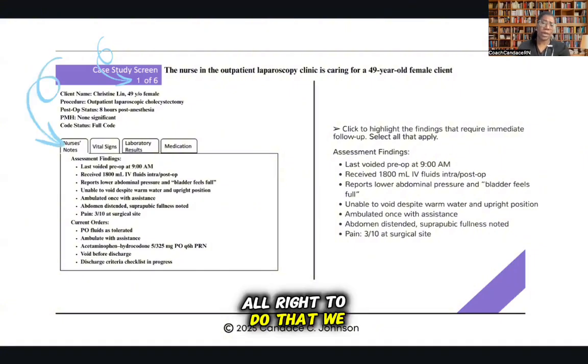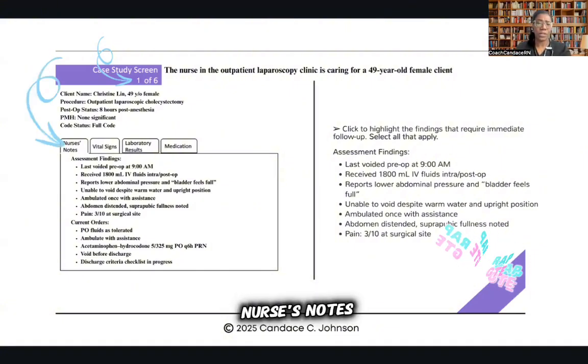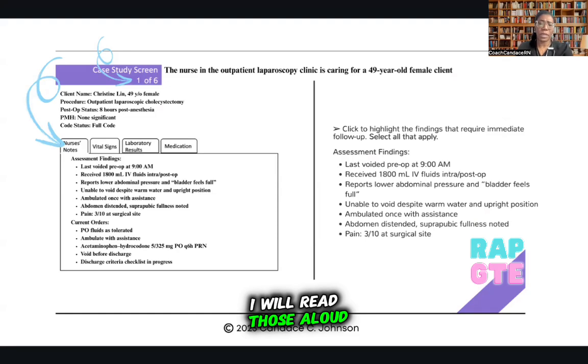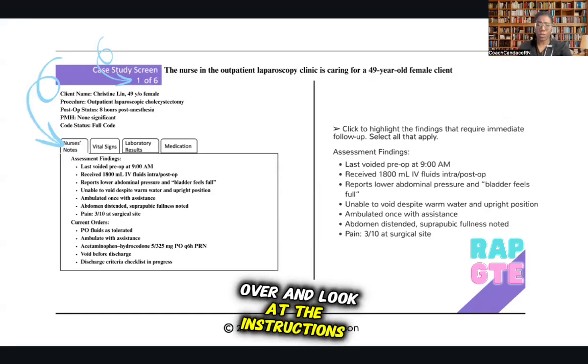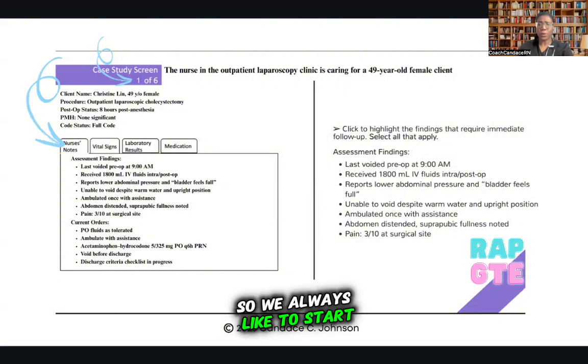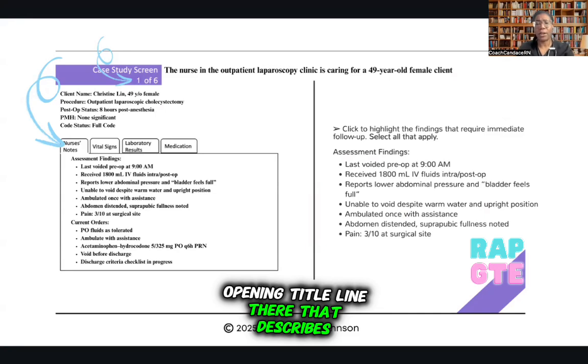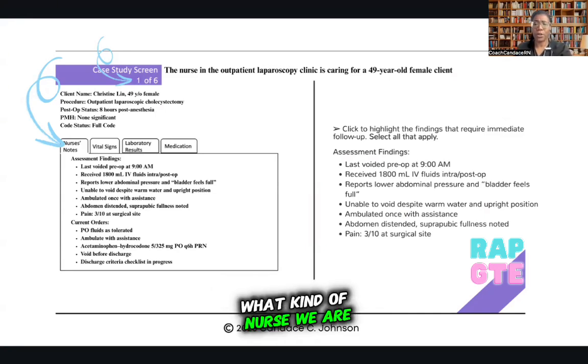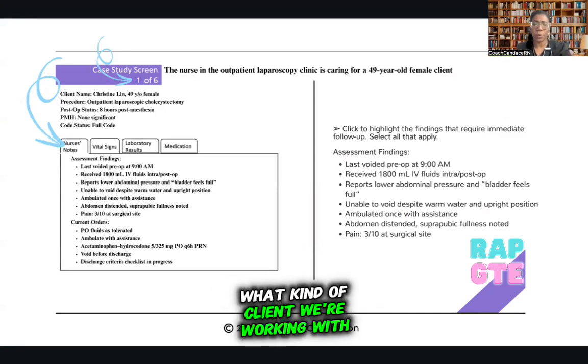All right, to do that, we'll need to look at the nurse's notes. I will read those aloud, and then from there, we'll go over and look at the instructions. So we always like to start by reading the opening title line there that describes what kind of nurse we are, what kind of client we're working with.